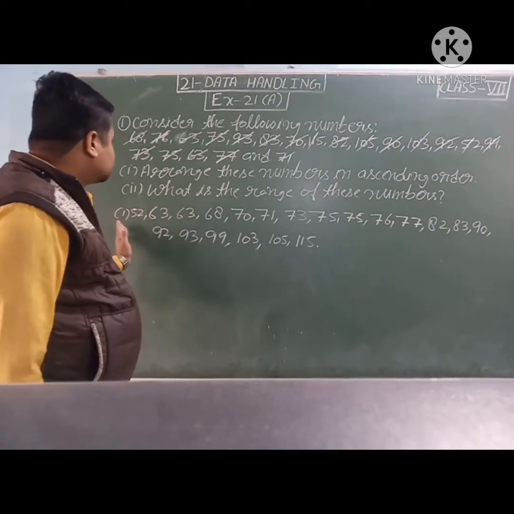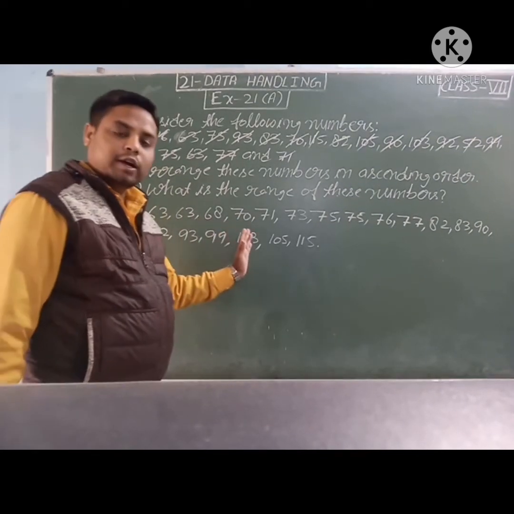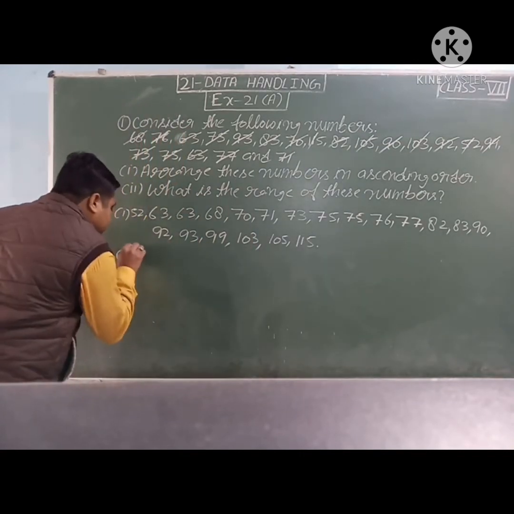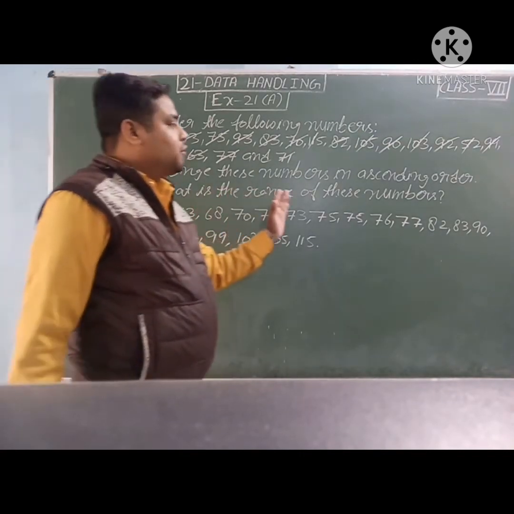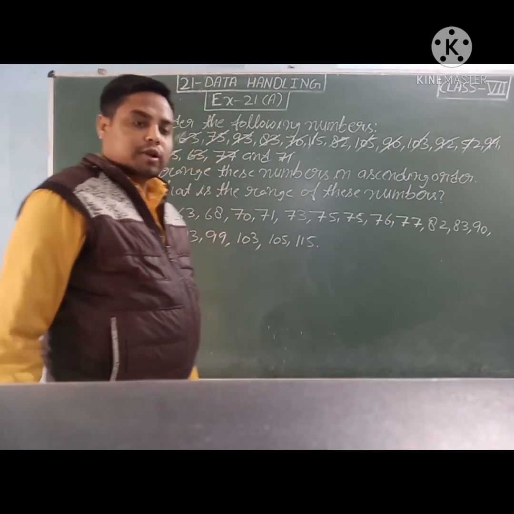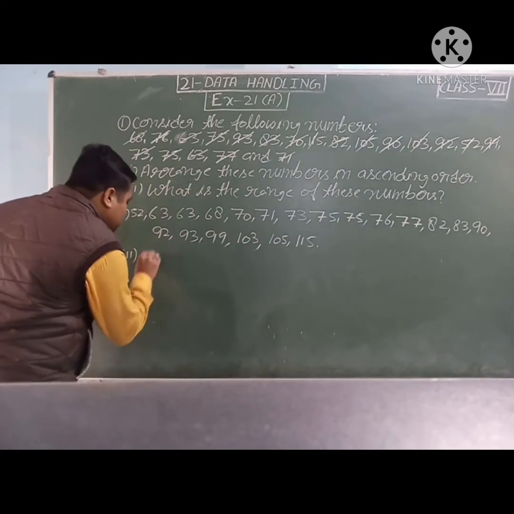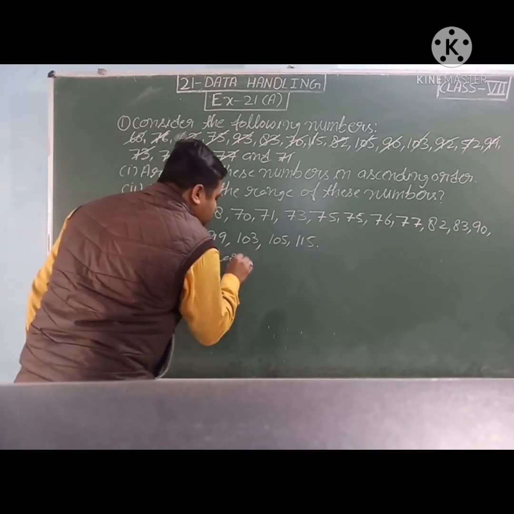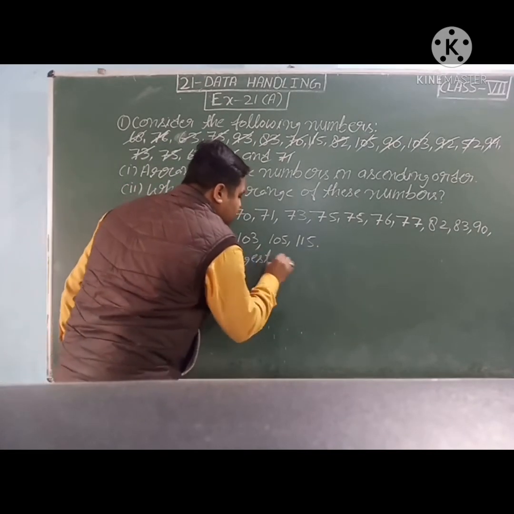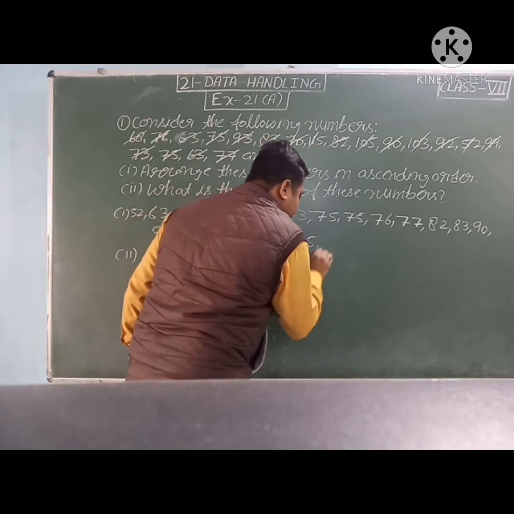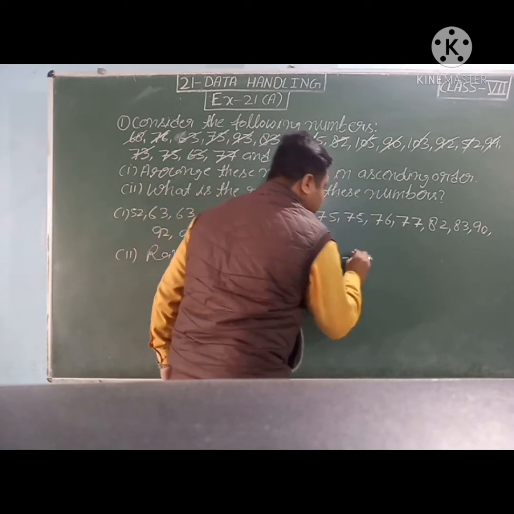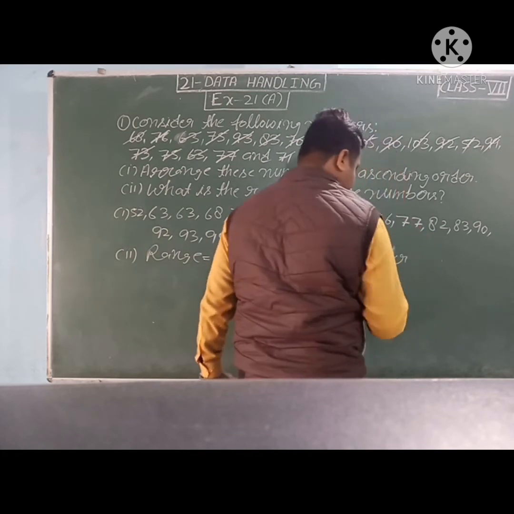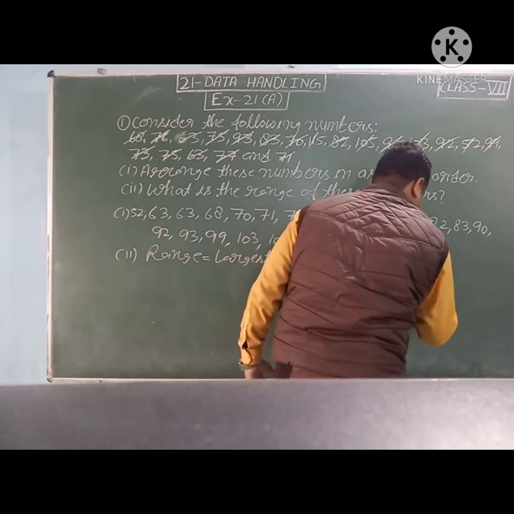So in the first part they are arranged in ascending order. Second part, what is the range of these numbers? So we have to find the range of these numbers. The formula of range is largest number minus smallest number.